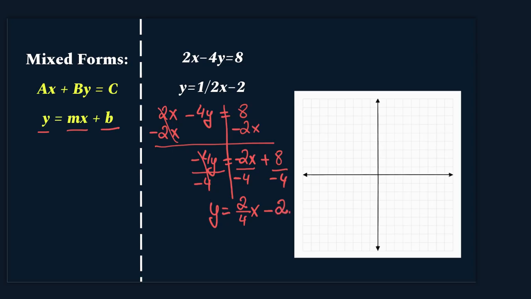Now here we still need to simplify our fraction, 2 over 4. Both can be divided by 2, and it simplifies to 1 over 2. Let's go ahead and rewrite that. y equals 1 over 2x minus 2. That is our first equation. And now let's rewrite that here so we can see it clearly.